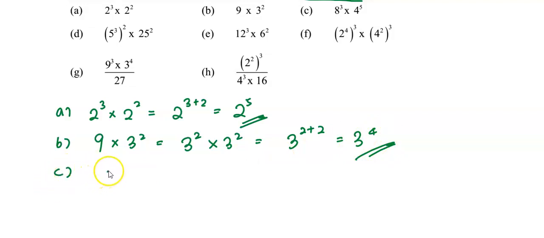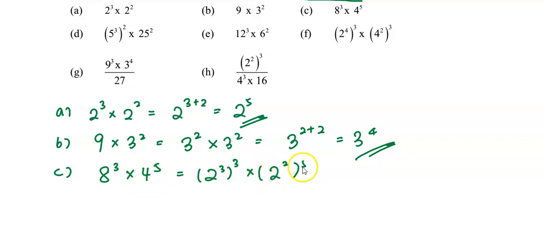And C, 8 power of 3 multiplied by 4 power of 5. You can see that the 8 and 4 can both be changed into the base of 2. The 8 can be converted into 2 power of 3, and this is power of 3. Multiplied by the 4, which can be converted to 2 power of 2, and this is power of 5, according to the question.